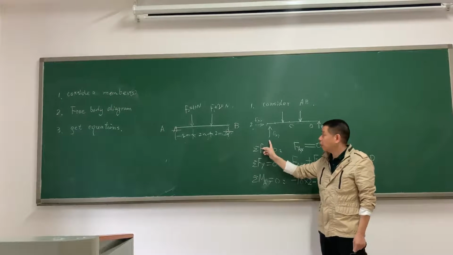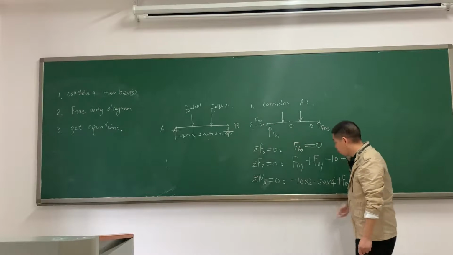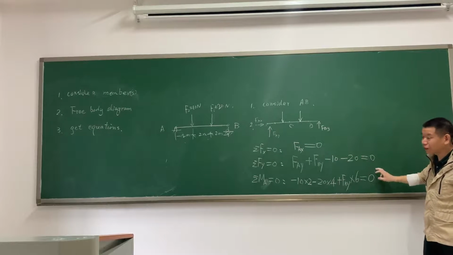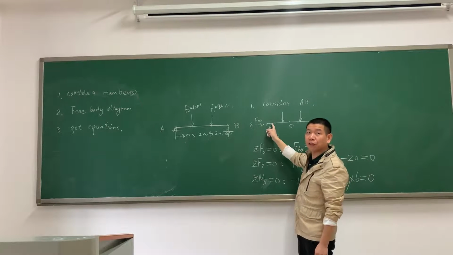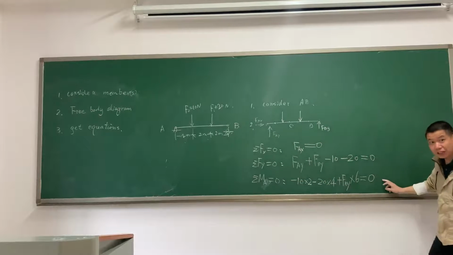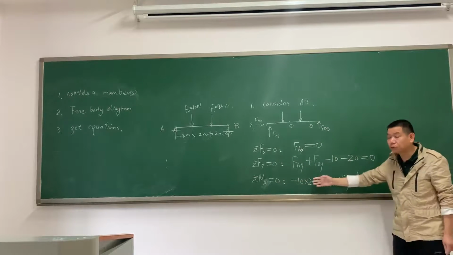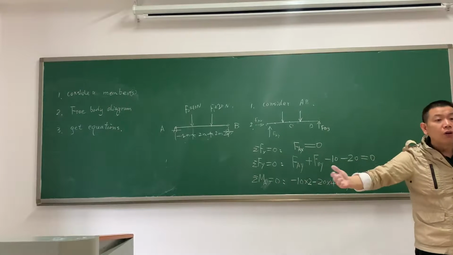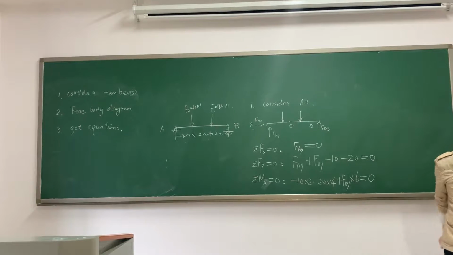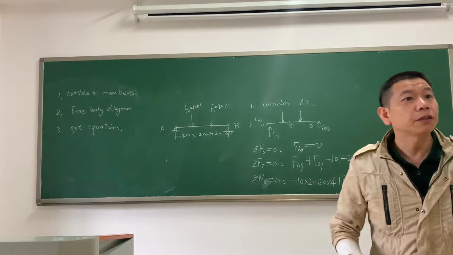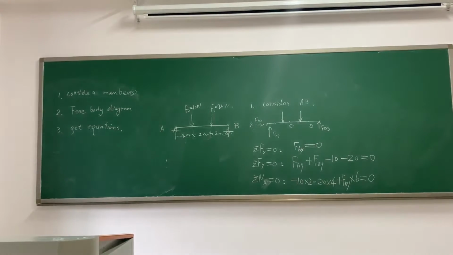Because Fax passes through point A, it is Fax times 0. So in the equation, there is no Fax and Fay. Understand? Yes. Okay. So can you find the result? Yes, we can. So in this way we can resolve it.